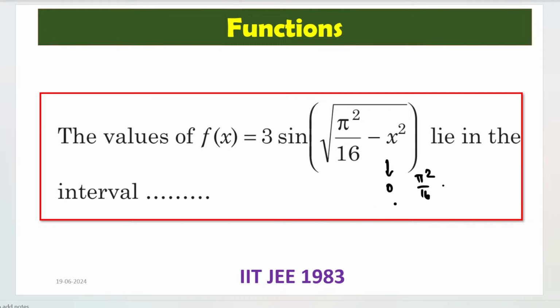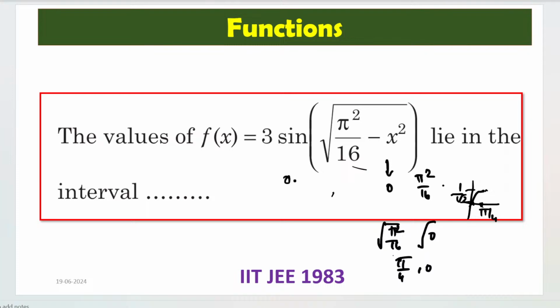Then what does that mean? When it is 0, this is going from root of pi square by 16 to root of 0, which is nothing but going from pi by 4 to 0, this entire part. So what does that mean? This graph is actually from this to this one, 0 to not even pi. This is pi by 4. So 0 to 1 by root 2. This is going from. Agreed?